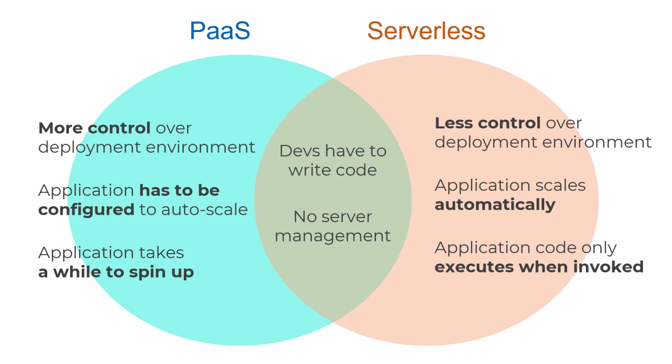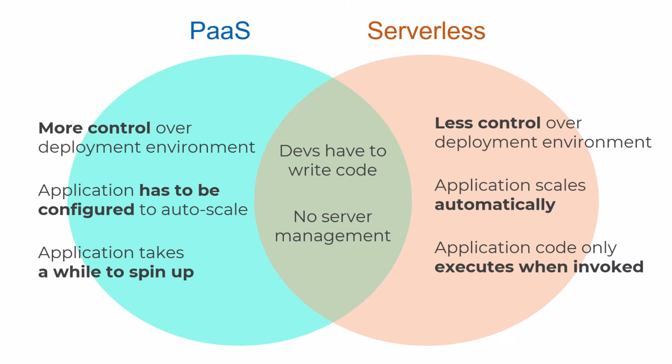On the PaaS side, the application typically takes a while to spin up. If you have a web app that hasn't been accessed in a few hours, the threads are going to die. It's going to take a few seconds for that app to spin up. On the serverless side, application code only executes when it's invoked, when it's basically called. So it means it's going to start faster. It also means it's only going to be billing for execution typically, so it's going to be very inexpensive.